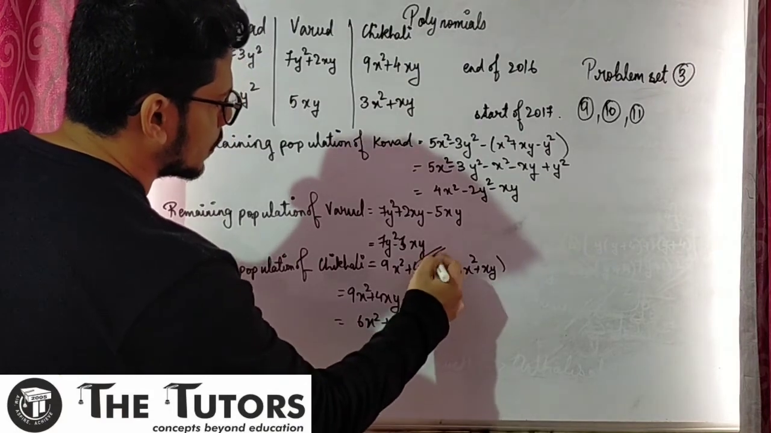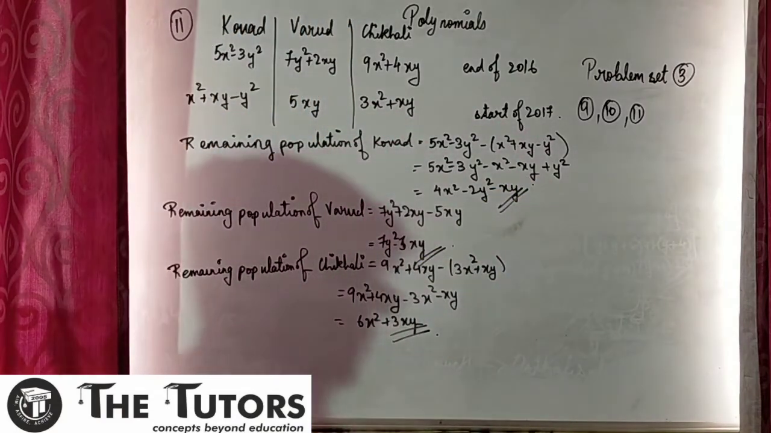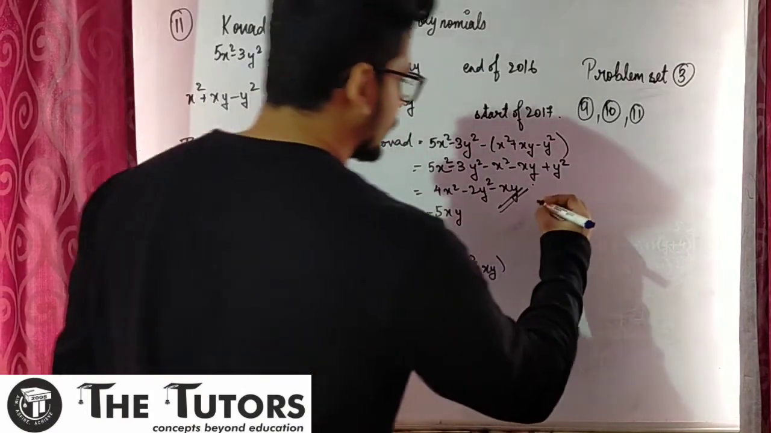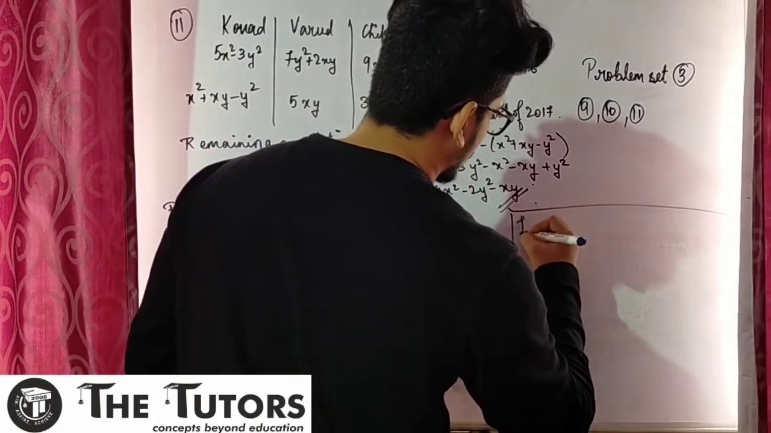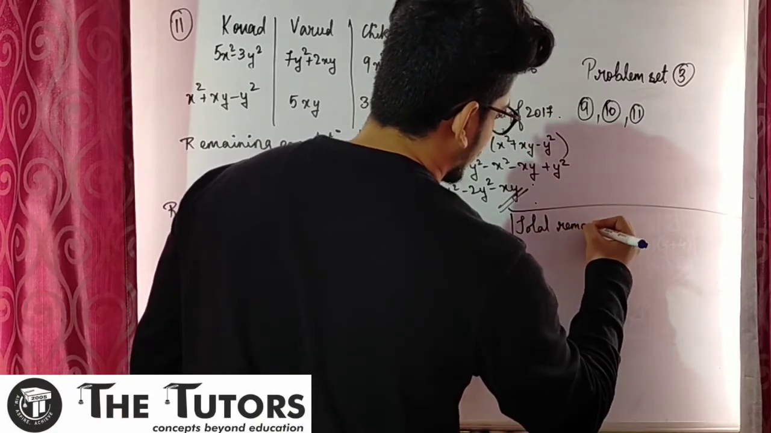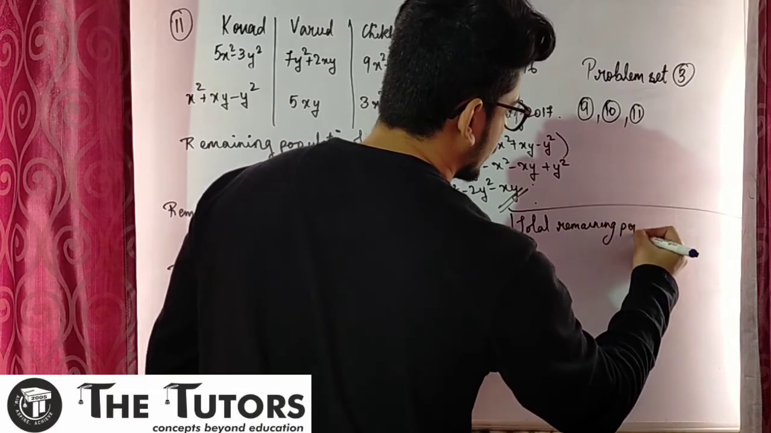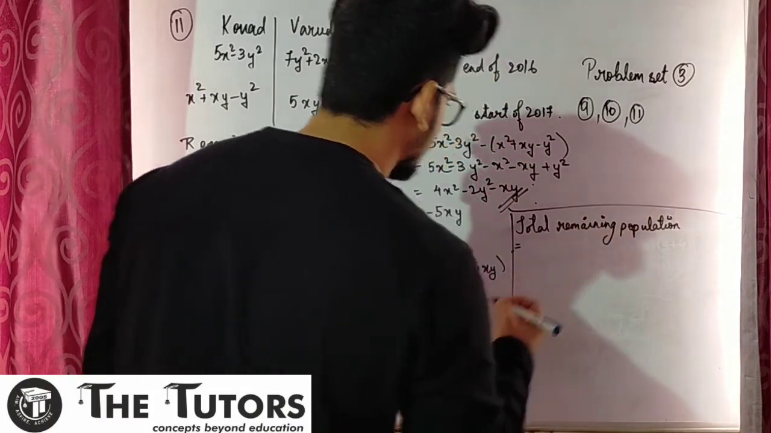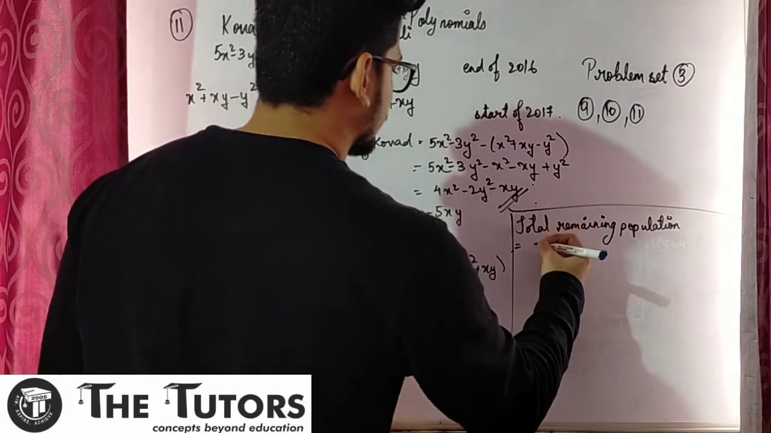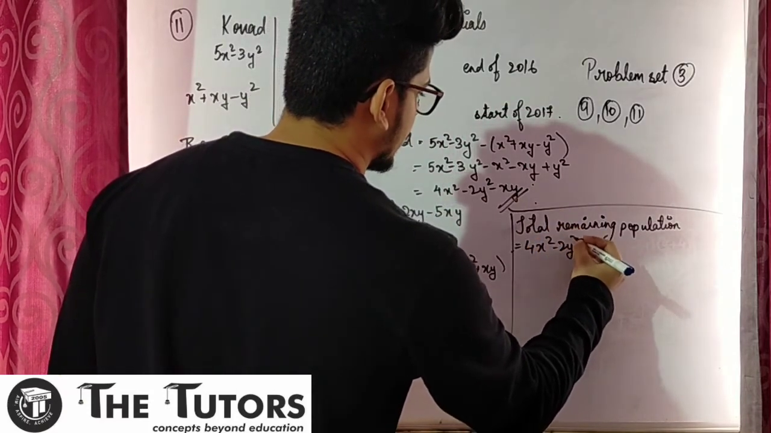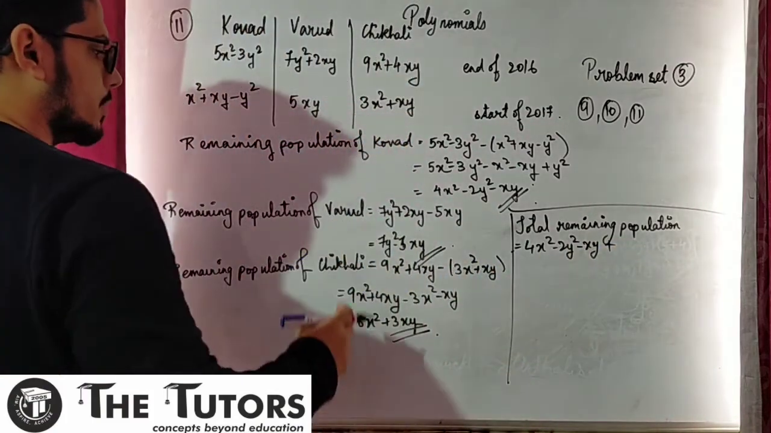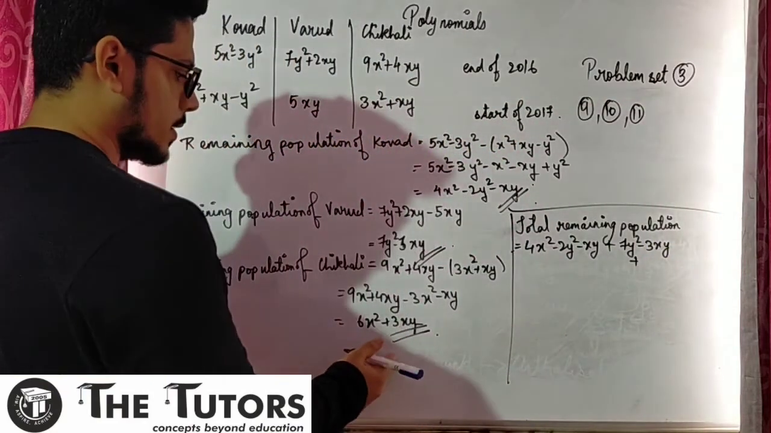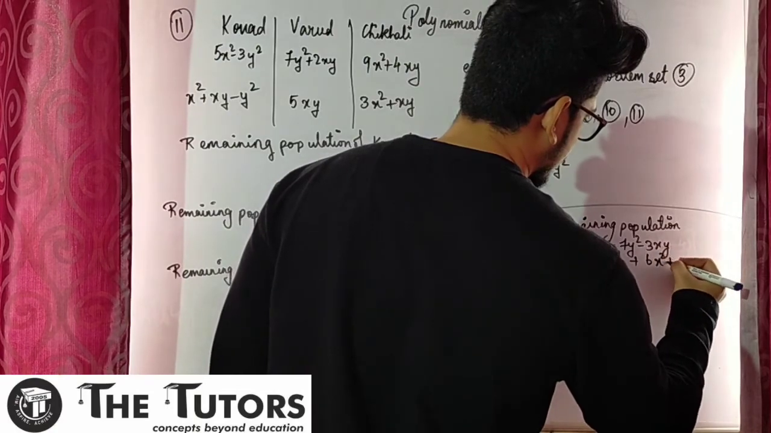Therefore, total remaining population is equal to first village 4x² minus 2y² minus xy, plus second village 7y² minus 3xy, and third village 6x² plus 3xy.